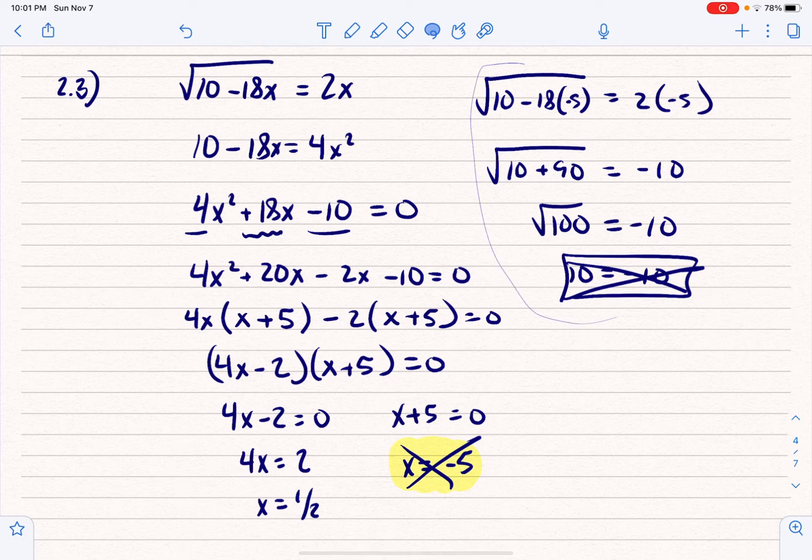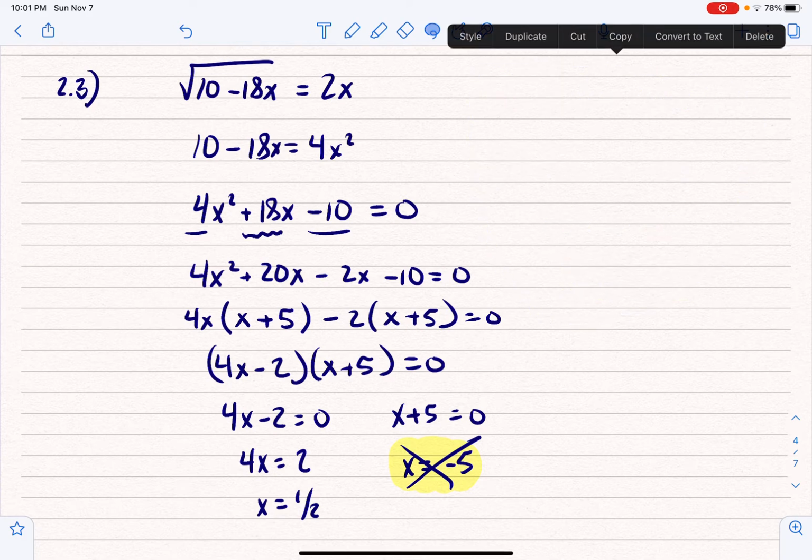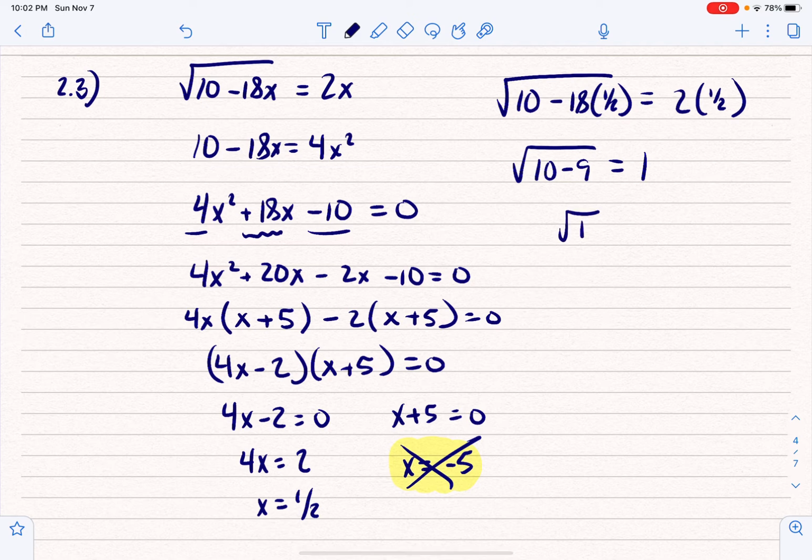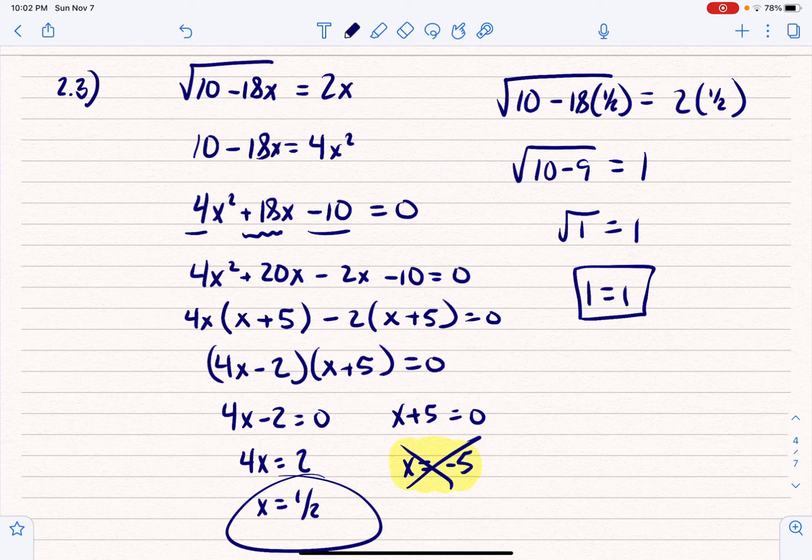We can expect that, like the other one, but because we're good math students, we're going to check. So we're going to say, okay, square root of 10 minus 18 times 1/2 is equal to 2 times 1/2. Now, isn't it funny that all these have come out to where it's 1 equals 1? That's kind of lame. But anyway, this becomes 10 minus 9. Square root of that equals 1. So square root of 1 is equal to 1. Therefore, 1 is equal to 1. We feel good about that. So this answer, x equals 1/2, is great. All right, just a couple more to go.